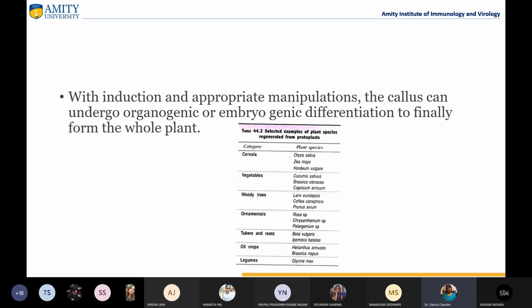The second process is chemical fusion. In chemical fusion, we use a number of chemicals. PEG is the commonly used one, sodium nitrate is the other one, and the third one is calcium ions that we use mostly, right? So that can be done.